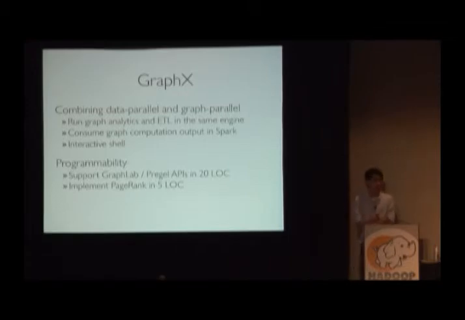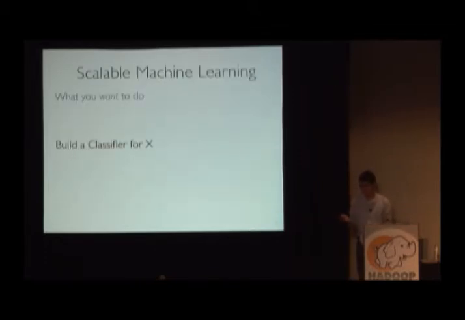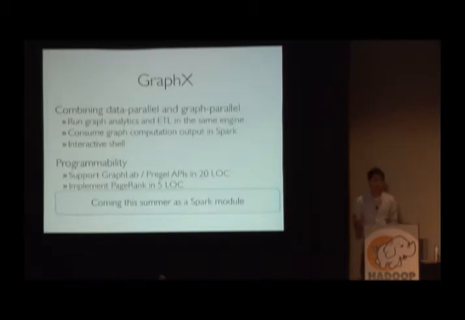There are interactive shells for both Python and Scala. It's very easy to program, which is a huge advantage of Spark. Its API was able to express both the Pregel interface and the GraphLab interface in about 20 lines of code, so we exposed the same abstraction. And you can implement PageRank literally in 5 lines of code. It's coming this summer, very soon, as a new module in Spark.